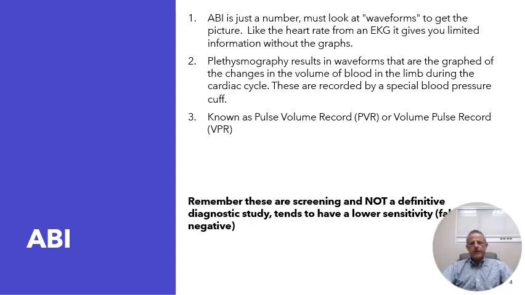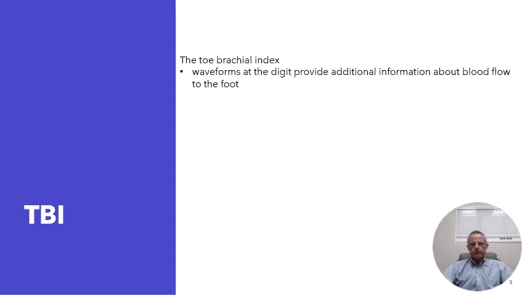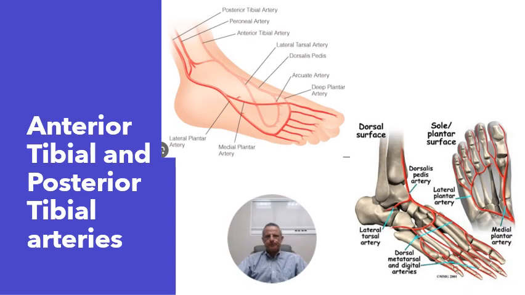So remember, these are screening. These are not definitive diagnostic, and they have a lower sensitivity. And when we use such a screening tool, we need to err on the side of getting further studies if there is something that is abnormal appearing, because we may be incorrectly identifying patients as not having disease when in fact they do have some peripheral arterial disease. So with the Smart ABI and other systems, we are generating waveforms at the ankle and the toe, and these provide additional information on the hemodynamics.